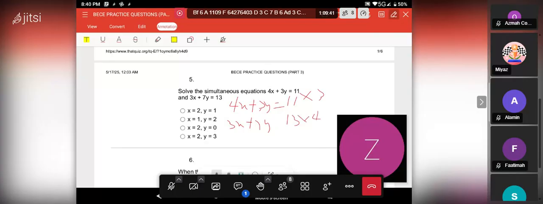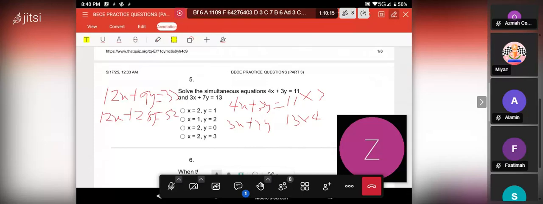So equation 1 will become 12x plus 3 times 3, 9y, equals 3 times 33. The second equation will become 12x plus 28y equals 4 times 13, 52.